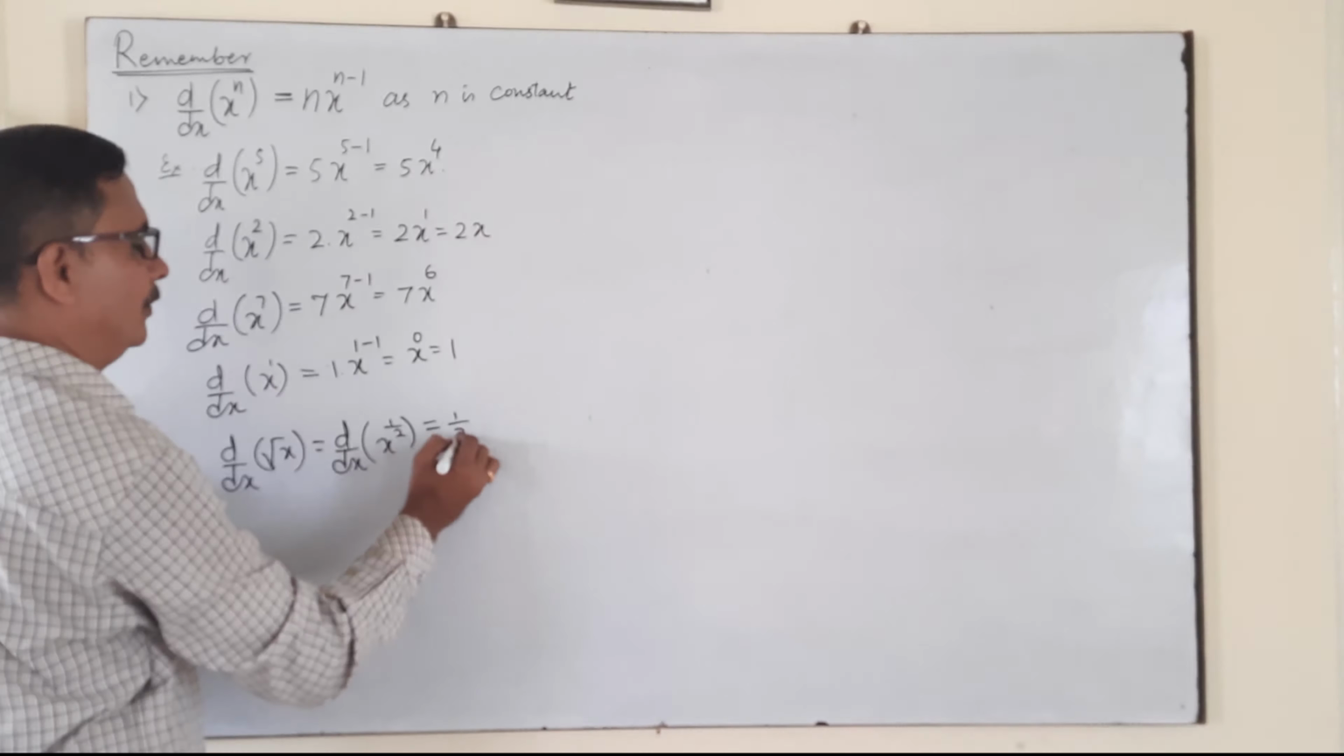What is the meaning of x power minus 1 by 2? It is 1 by x power 1 by 2. That is 1 by 2 into 1 by x power 1 by 2. X power 1 by 2 is the same as root x. So remember, another formula: derivative of root x is 1 by 2 root x.